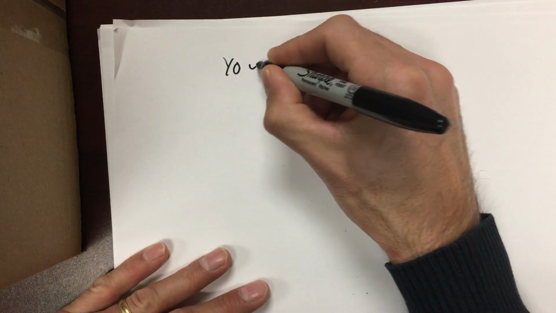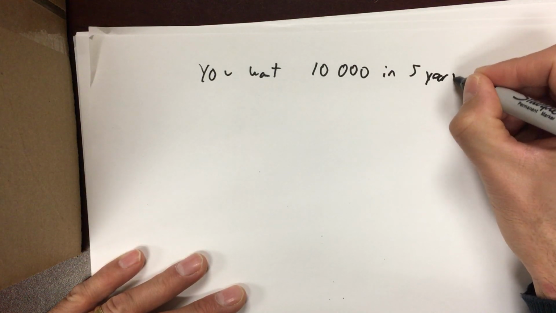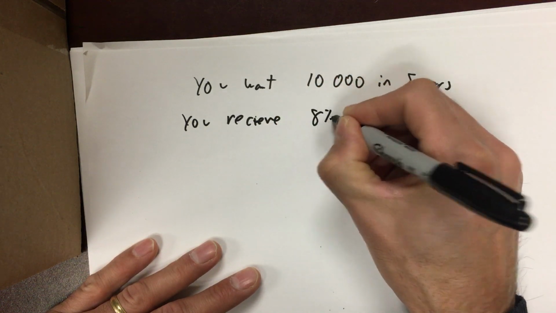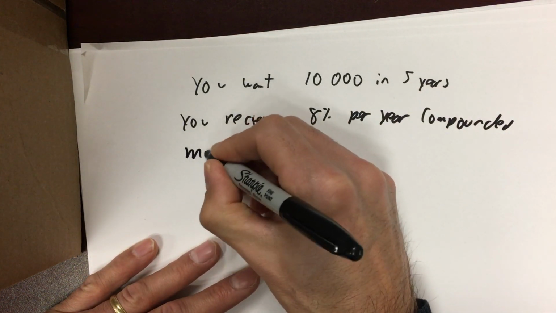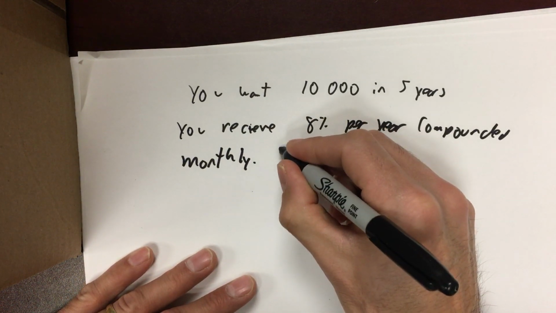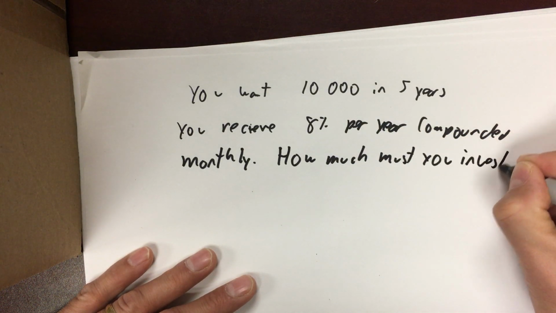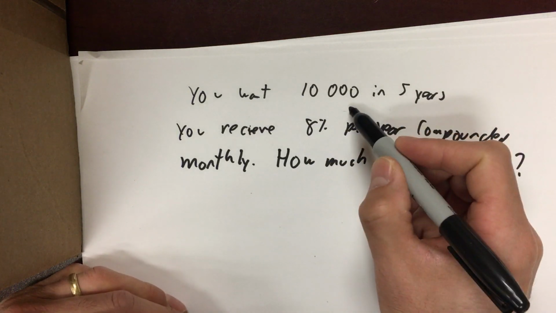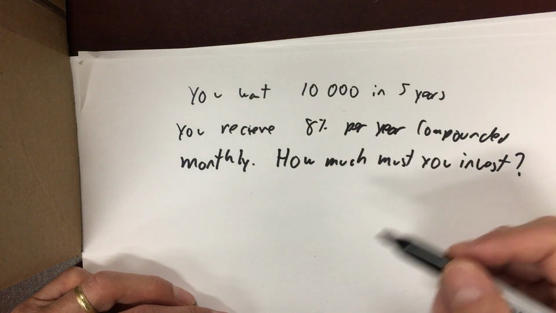Let's solve one of these a little bit backwards. So let's say you want $10,000 in 5 years, okay? And you receive 8% per year, compounded monthly. How much must you invest today? So in 5 years, you want to be able to take $10,000 out to do something. If you invest, you're going to receive 8% per year, but it's compounded once a month. How much must you invest?